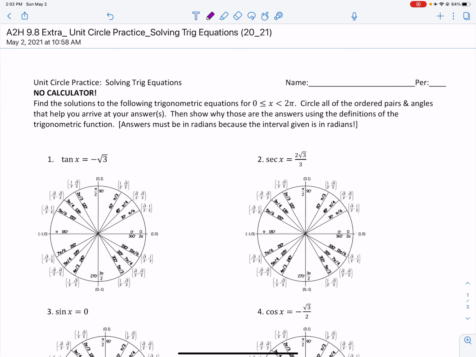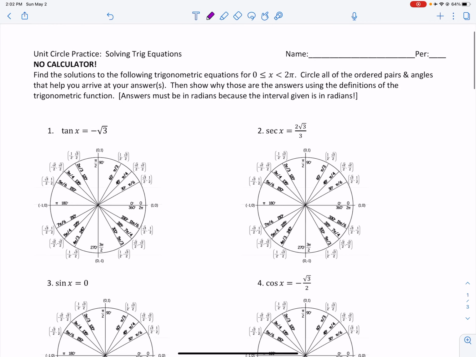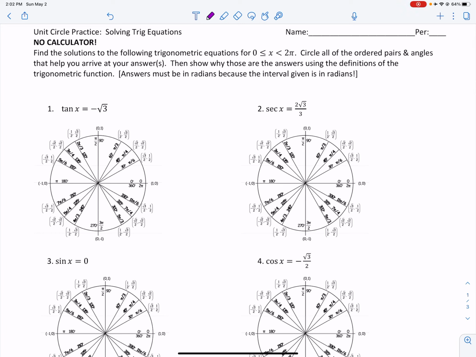So I'm going to do probably about 4 of these, and then you are to do the rest of these and turn them in as your homework. So in number 1, we have the tangent of x is negative root 3. So I want you to show that you are going to identify which quadrants tangent's negative in.